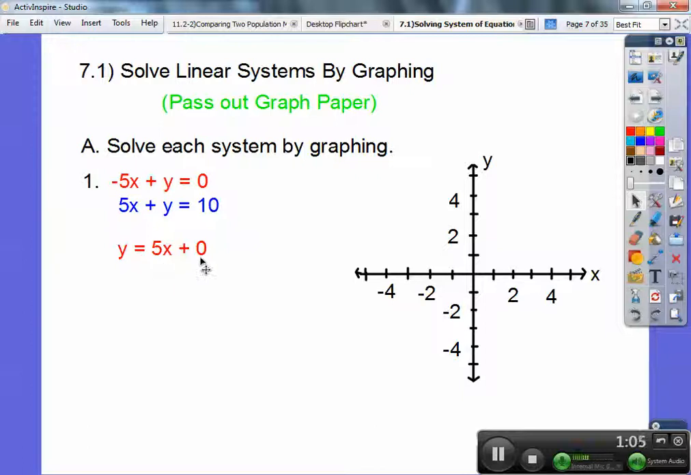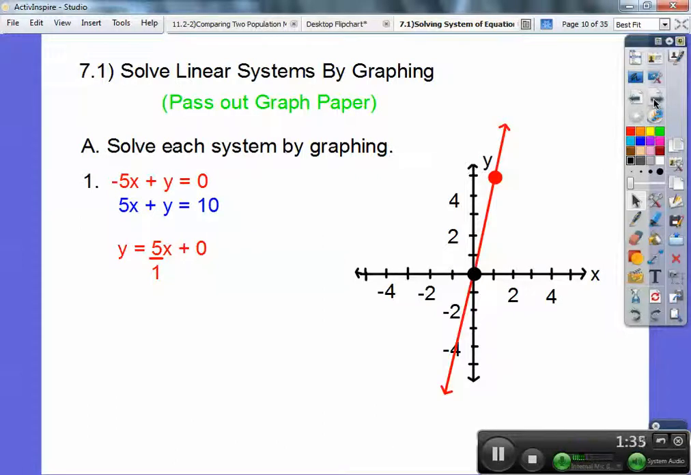Now I'm going to graph this 0 on the y-axis. I'm going to put a point right there. I did a black point to show that's this 0. Then I'm going to use this 5x, which is 5 over 1. That means I'm going to go from here up 5, to the right 1, and I made another point. I need 2 points. If I connect them up, there's my line.